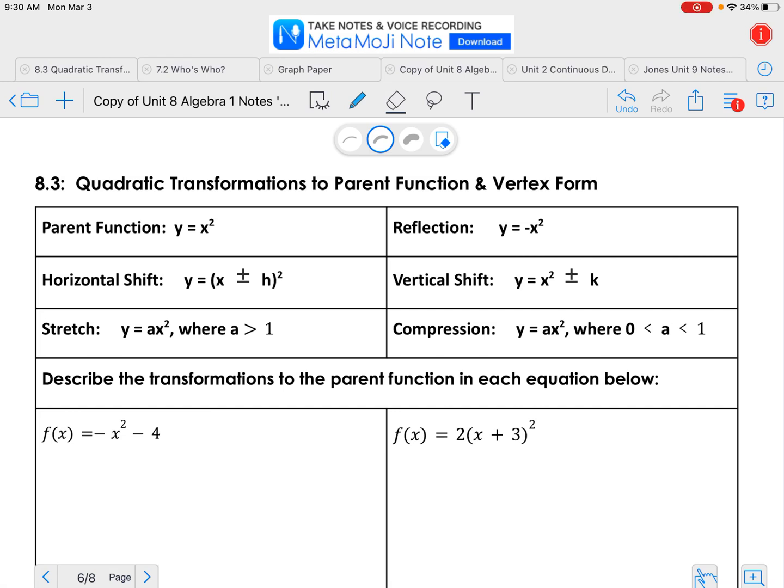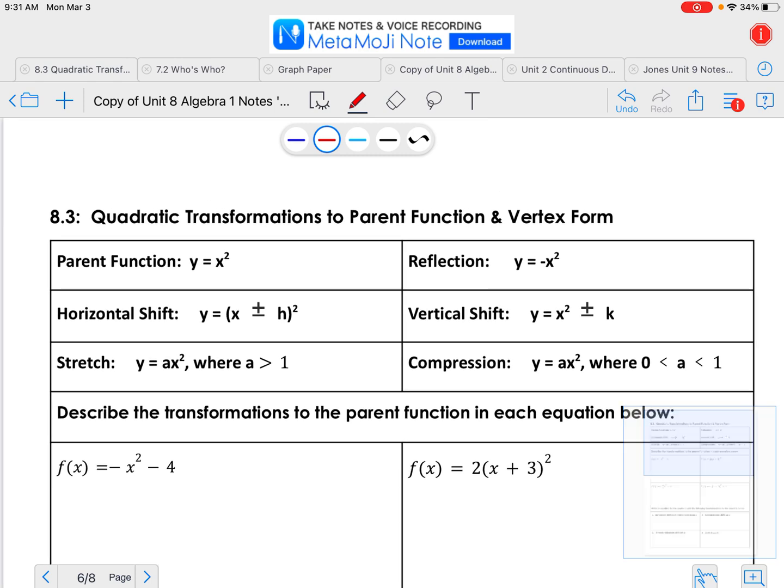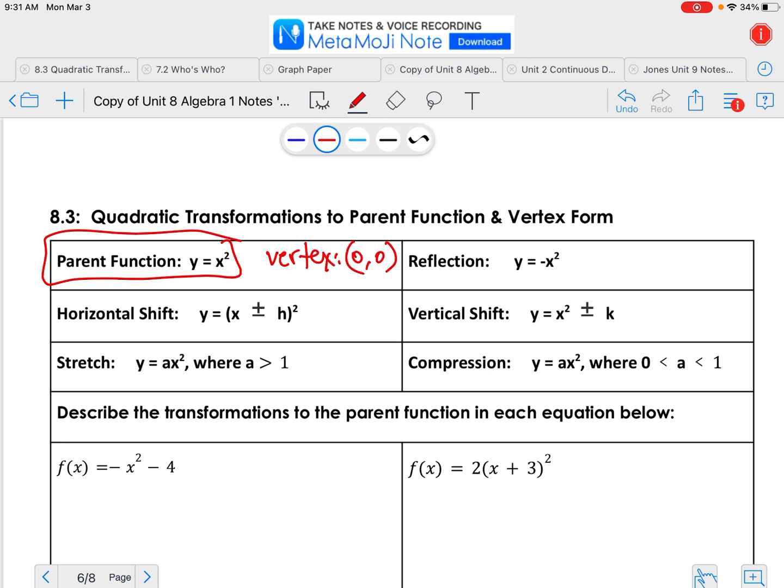You can identify transformations to the parent function, and we're going to learn vertex form. So quadratic transformations to the parent function. First, you have to remember this is the parent function. That means the vertex is at 0, 0, and it looks like this. It goes up. So when it flips upside down, that's called a reflection. And the way you can identify it is there's always going to be a negative in front of it.